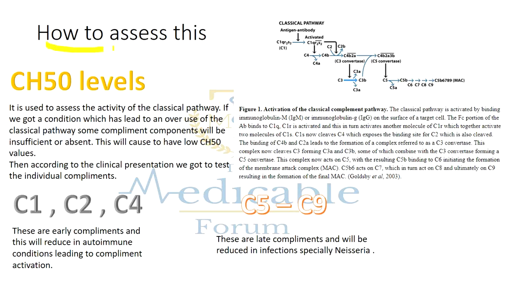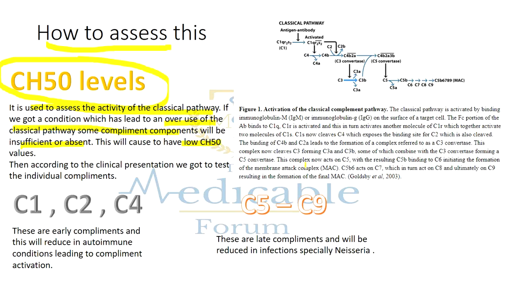How do you assess this? There's something called the CH50 levels. It is actually used to assess the severity of the classical pathway. If we have a condition which has led to an overuse of the classical pathway, some complement components will be insufficient or absent. This will cause a low CH50 value. Then, according to the clinical presentation, we have to test the individual complements.